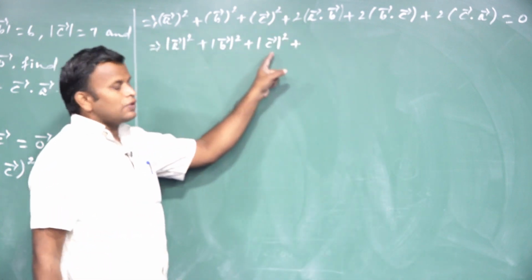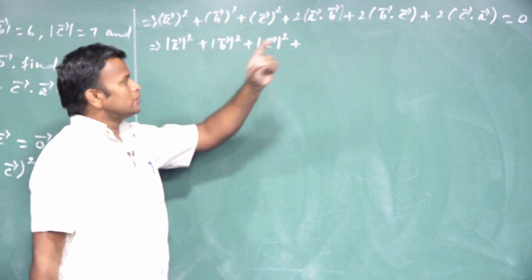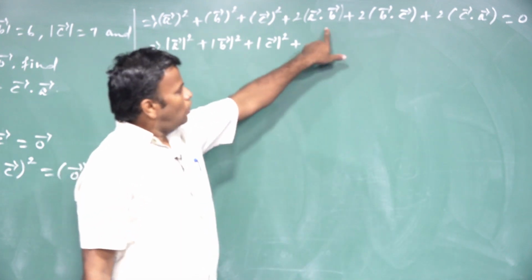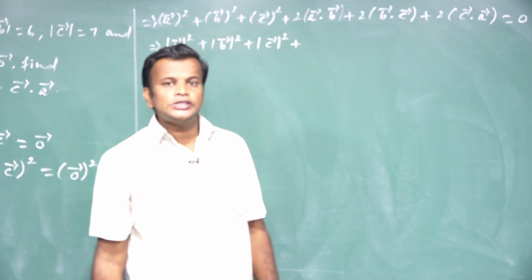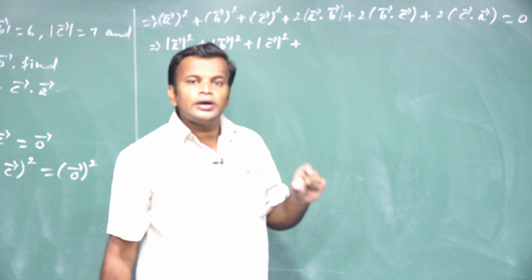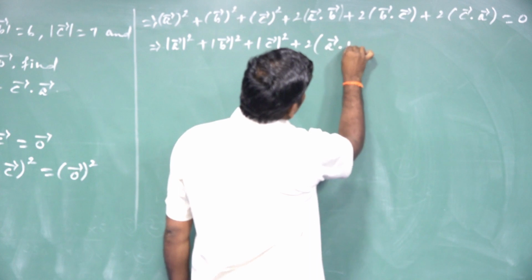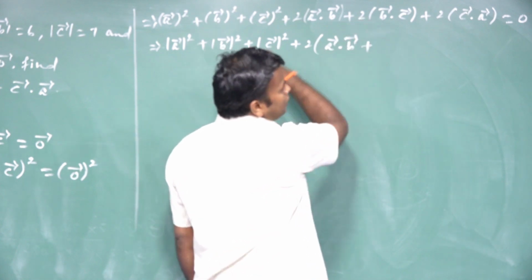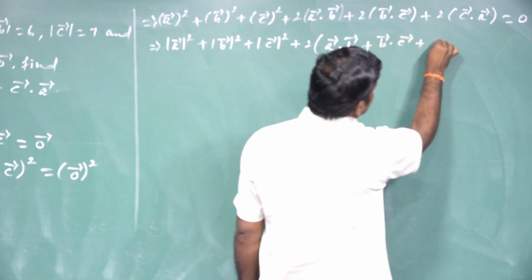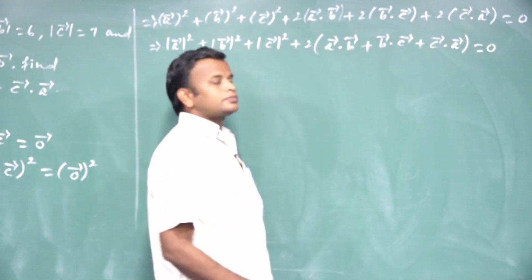Because these three values are given in the data, I write A vector square, B vector square, C vector square as involving modulus. You see in these three terms, is anything common? 1, 2, 3. Which one is common? In all three terms you see the number 2 is common. So I will take the number 2 outside. 2 of A dot B plus, we take outside 2, B dot C plus C dot A is equal to 0.